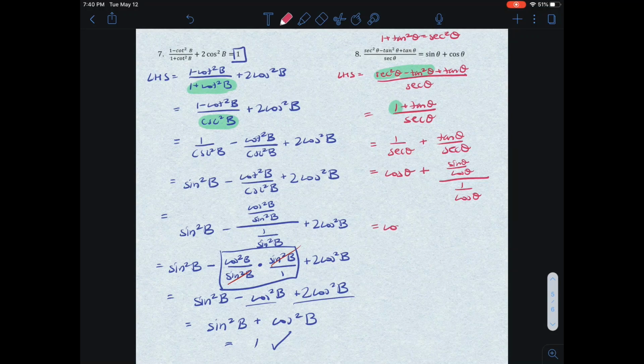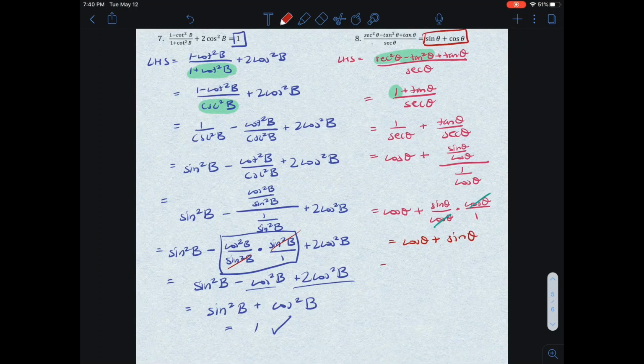From here, I'm going to rewrite this further. So I have cosine of theta plus, now in this case, I'm going to take the numerator. And once again, because I'm dividing by the denominator, that's the same thing as multiplying by the reciprocal. And just like before, the cosine theta is here. You notice they'll cancel each other out. What I'm left with is cosine of theta plus sine of theta. The last step is just to write it as sine of theta plus cosine of theta, and I am done.